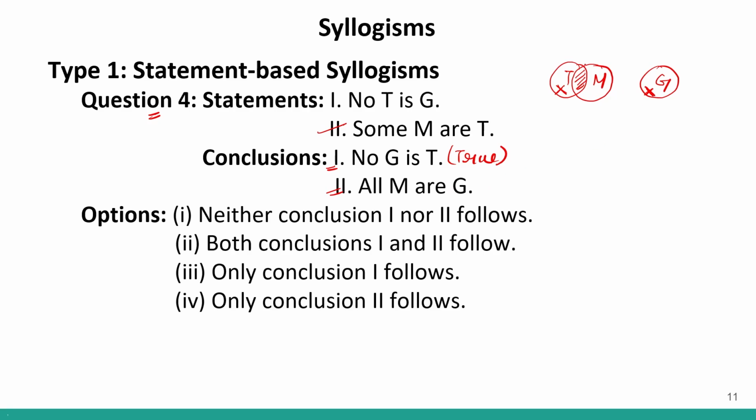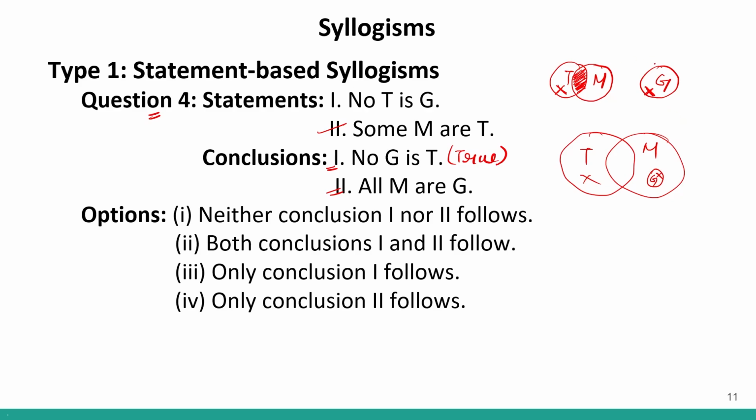This cannot be true because this portion of M is basically a part of T, and we cannot overlap T and G. So there will always be a certain portion of M that will not be G, correct? All G can be M. Okay, understand this. I can draw it like this. This is T, this is M, correct? I can draw it like this. T and G are not overlapping. So all G can be M.